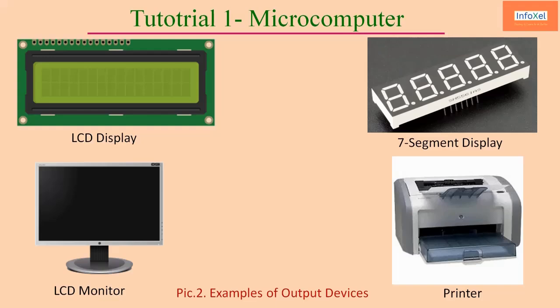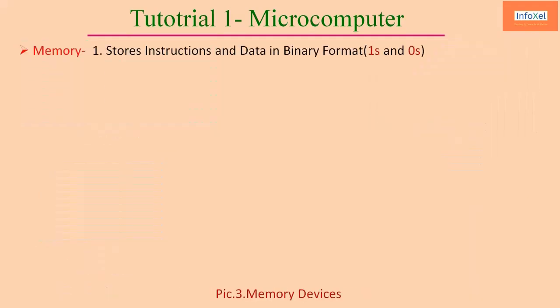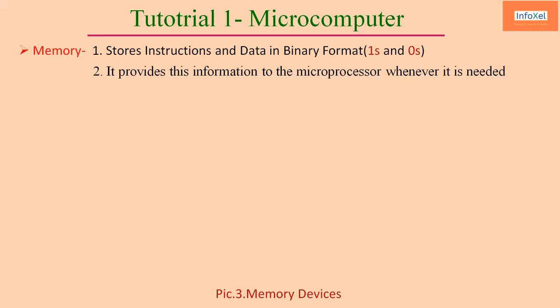Next we will see memory devices. So what is a memory? Memory is a device which stores instructions and data in binary format. What do you mean by binary? It stores information in the form of ones and zeros. Instructions and data can be called information. This memory provides this information, that is an instruction or data, to the microprocessor whenever it is required.